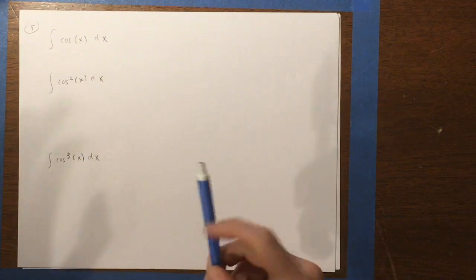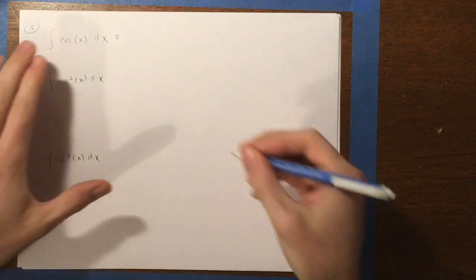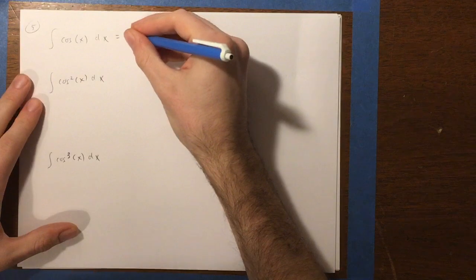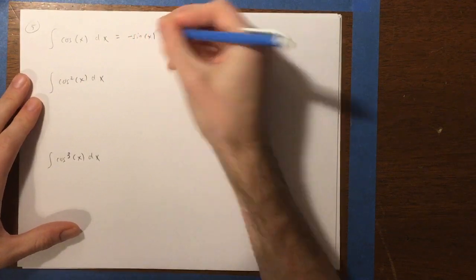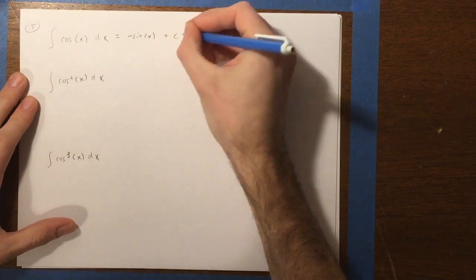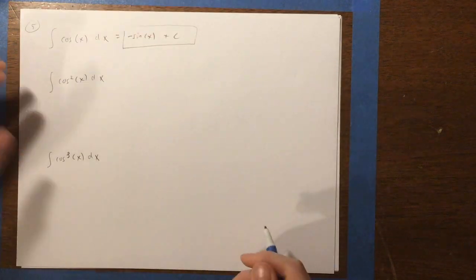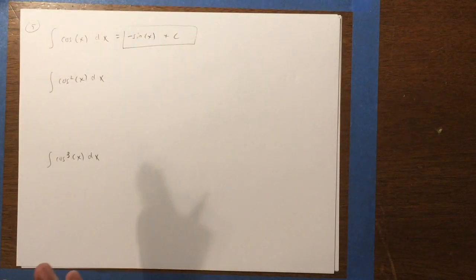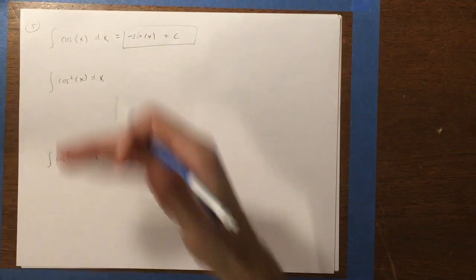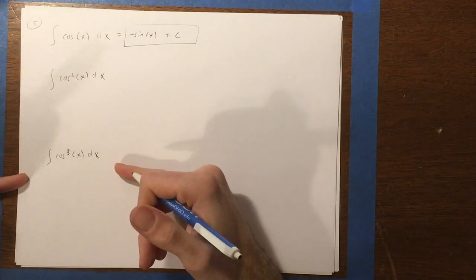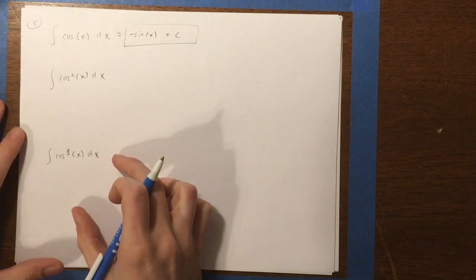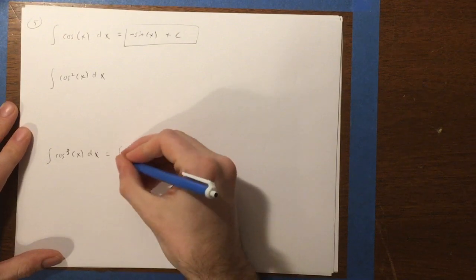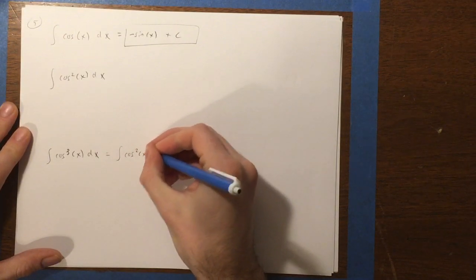So here we go. First of all, the integral of cosine is something we already know, right? That's sine. So that one, we'll take for granted with a plus c on the end. For the higher powers of cosine, there are different strategies. I'm actually going to skip over cosine squared and move to cosine cubed because I think that one's a little easier. First thing I want to do is write cosine cubed as cosine squared times cosine.